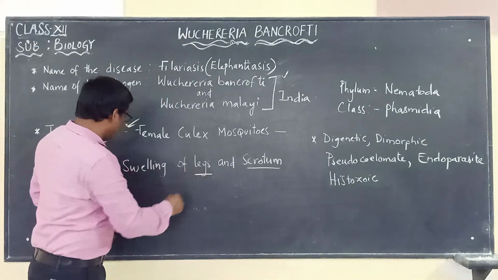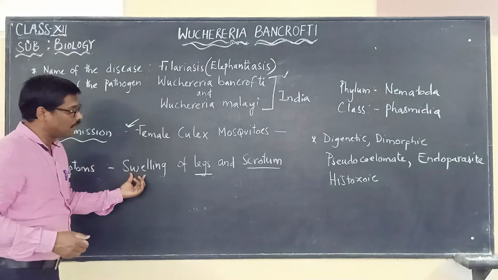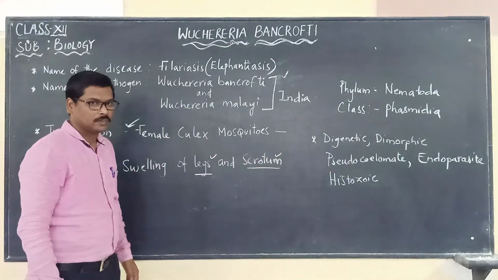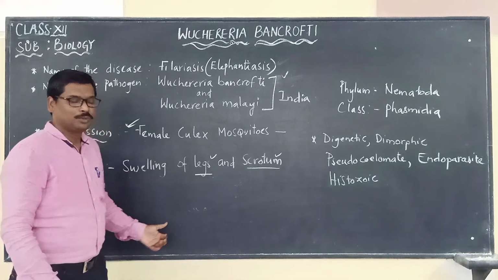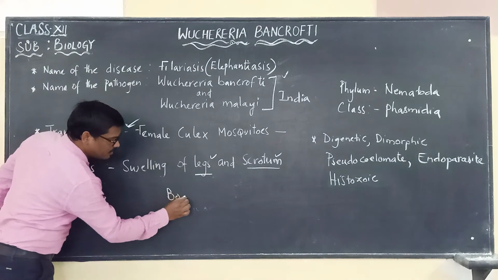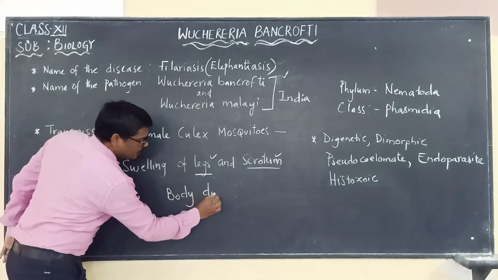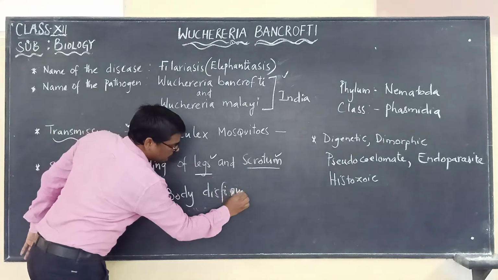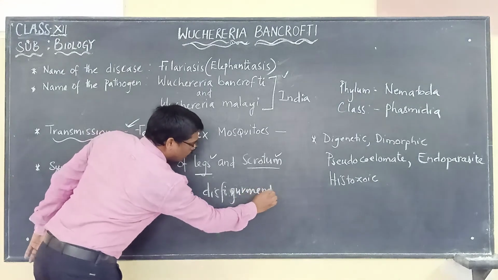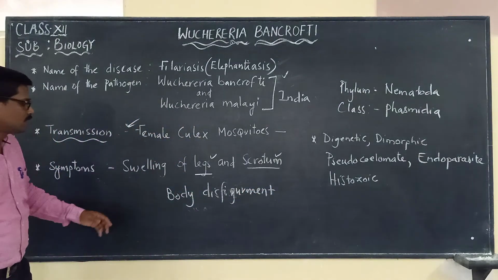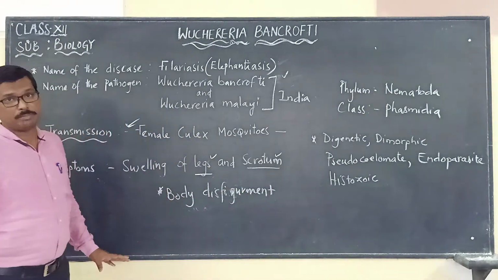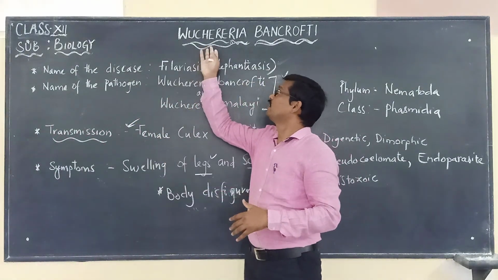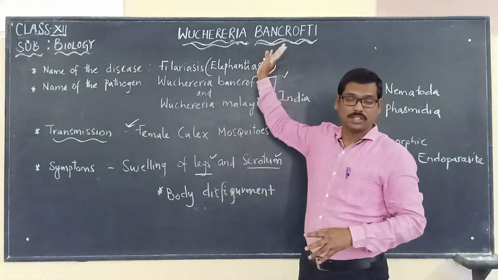So we have to remember the symptoms of this disease: swelling of legs and scrotum. And this leads to what? Body disfigurement. This is another point we have to keep in mind. So these are the points we have to keep in mind when we are talking about Wuchereria bancrofti.